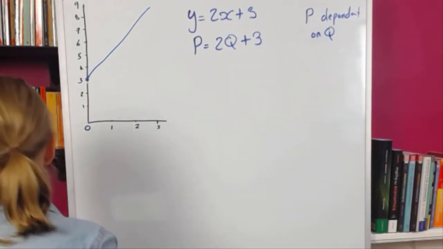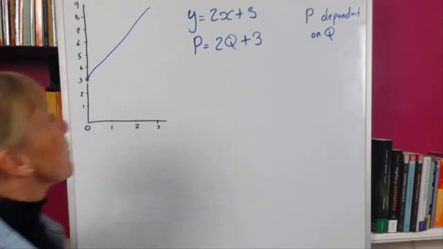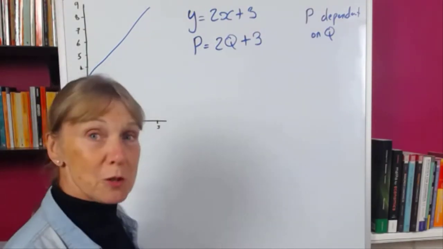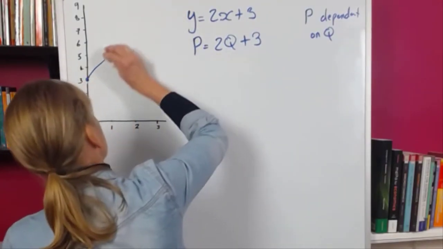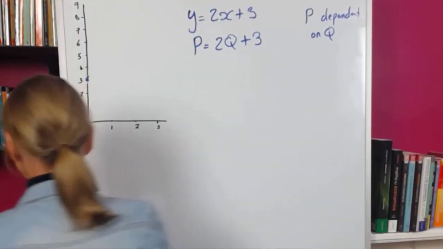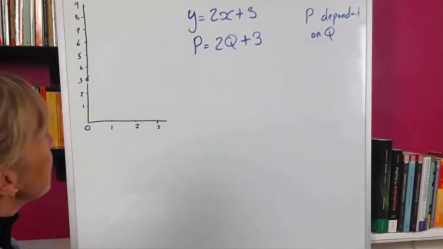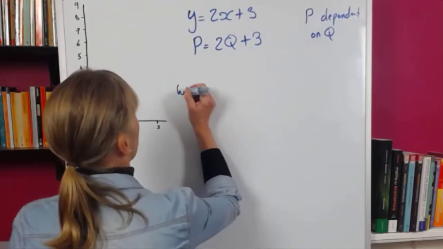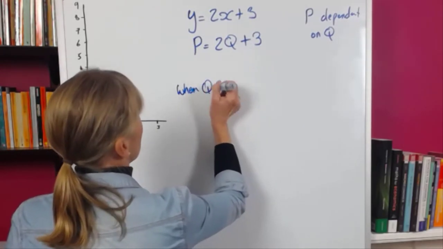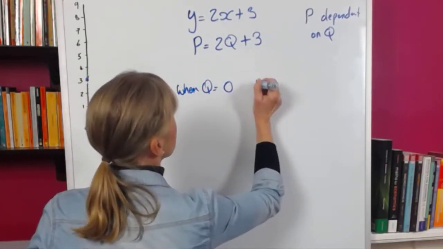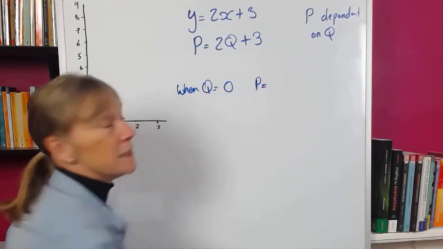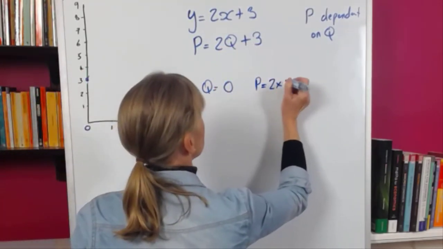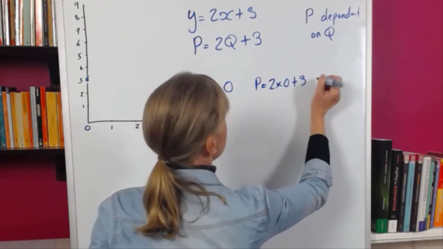And indeed, we can work out all the values of P ourselves from values of Q and plot our own graph. So let's do that. Let's get rid of this one. And let's explore what happens to P at various levels of Q. So what about when Q equals 0, P equals what? Well, P is going to equal 2 times 0 plus 3.